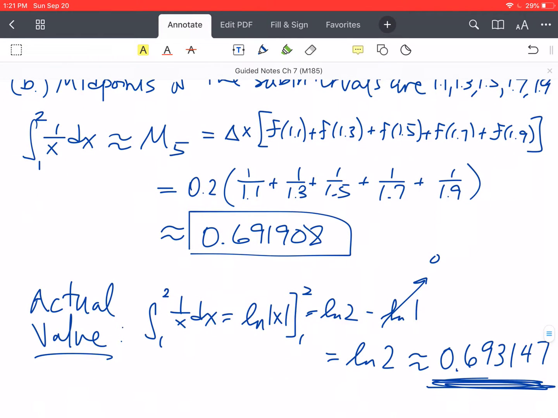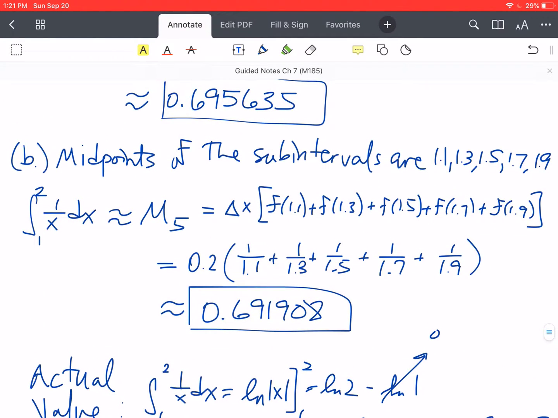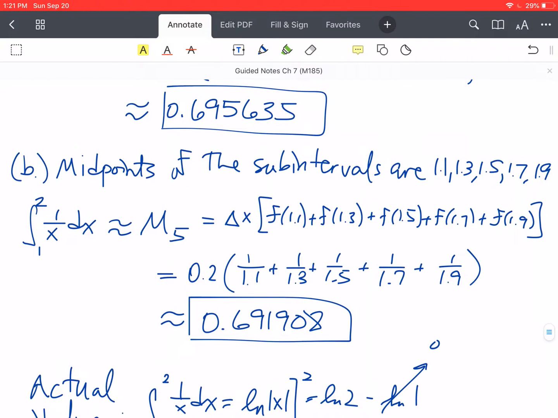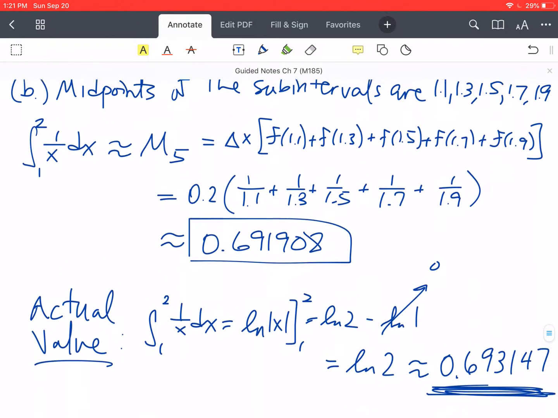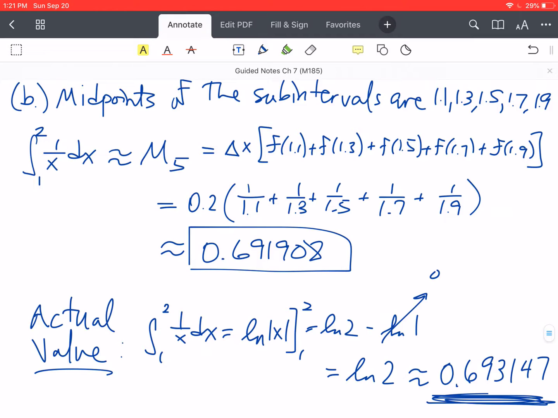Okay, so we got 0.692 and about 0.696, and the actual value is about 0.693. So it turns out we did a pretty good job, right? If you only need to be accurate within a couple decimal places, then these were sufficient to get a good bounding on that number. If you need to be more accurate, then again, just use more rectangles. So that's the midpoint rule and the trapezoidal rule for approximate integration.